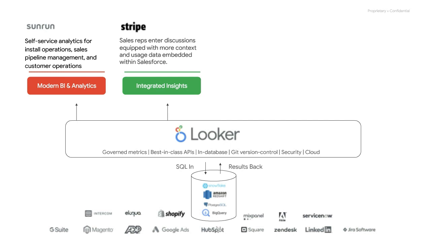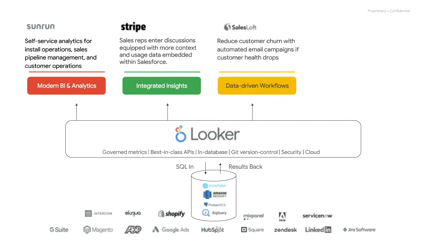And with fresh, accurate data on hand, it's easy to optimize workflows with data. SalesLoft, as an example, was able to reduce customer churn with automated email campaigns if customer health drops, again, as an example.